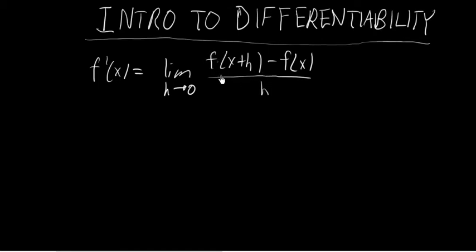And note this is a quotient of differences. We have the difference of the function evaluated at x plus h and the function evaluated at x in the numerator, and in the denominator we have h, but this is actually the difference x plus h minus x. And we're taking the limit as h approaches 0 of that quotient of differences.